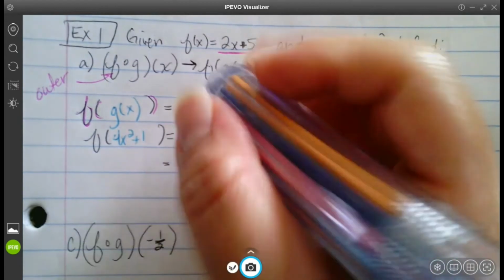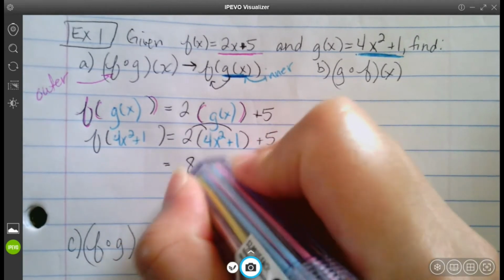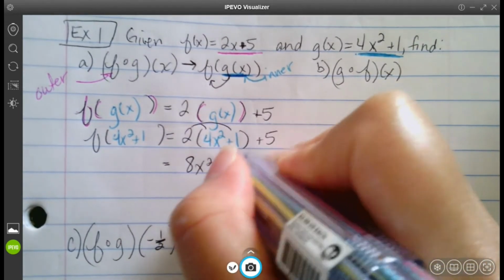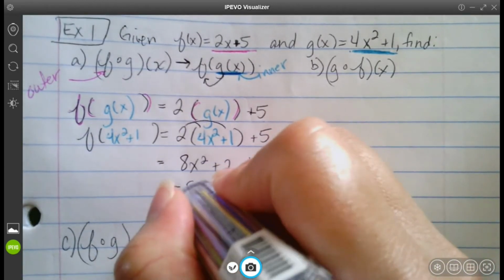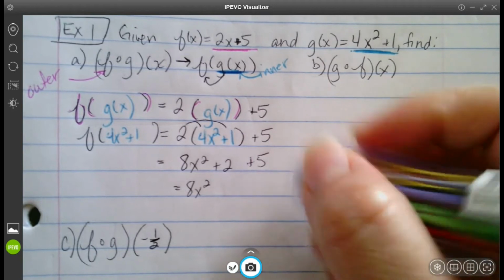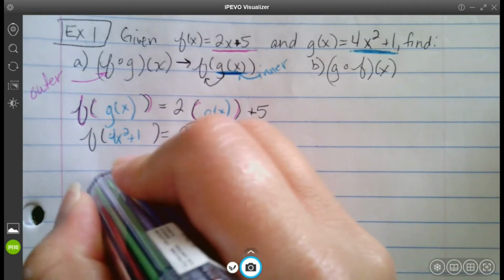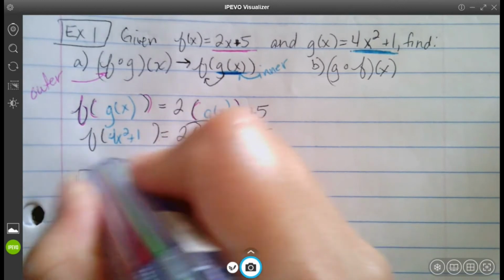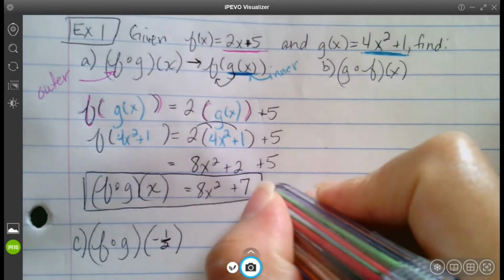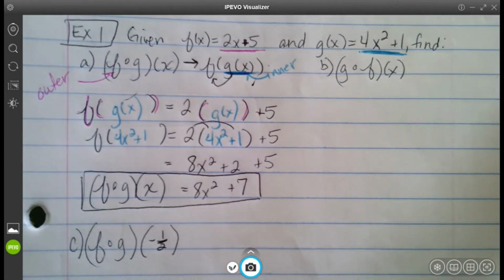Okay. And then we just simplify. So we're going to distribute. That would be 2 times 4x squared is going to be 8x squared. 2 times 1 is 2. Bring down the 5. Combine like terms. So 8x squared, 2 plus 5 is 7. Okay. So that means that f composite g of x is equal to this 8x squared plus 7. Okay. And that's it. That's all there is to it. You take one, you plug it into the other, and you simplify as much as you can.